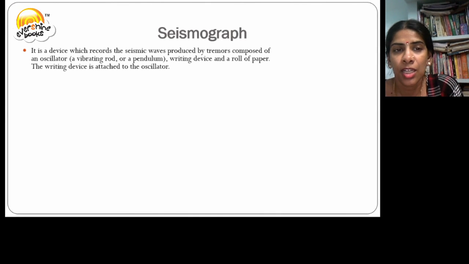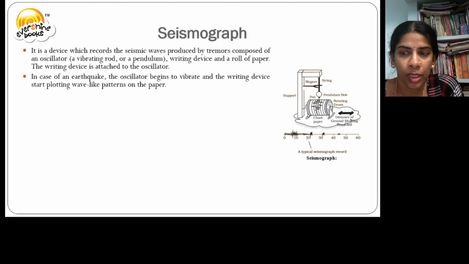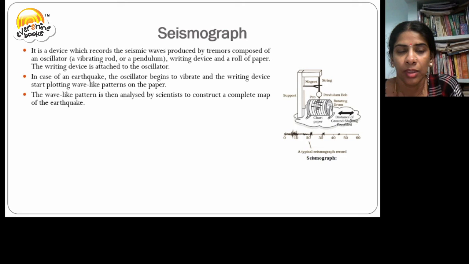Seismograph. It is a device which records the seismic waves produced by the tremors, composed of an oscillator, a vibrating rod, or a pendulum. It has a writing device and a roll of paper. The writing device is attached to the oscillator. In the case of an earthquake, the oscillator begins to vibrate and the writing device starts plotting wave-like patterns on the paper. The wave-like pattern is then analyzed by scientists to construct a complete map of the earthquake.